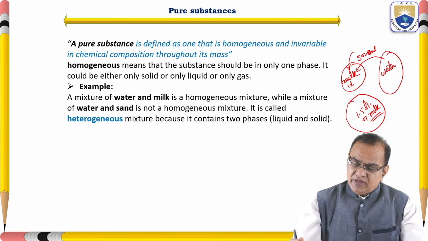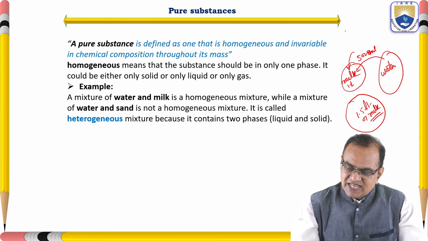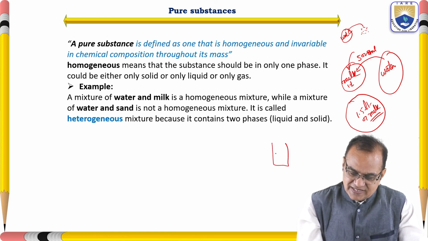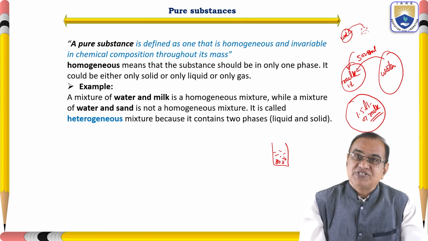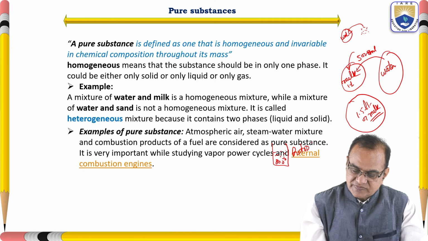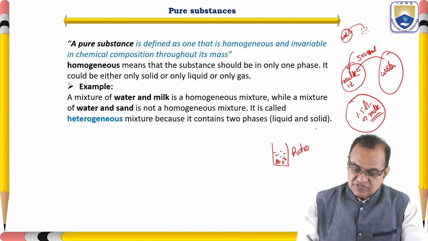And if you take the other case, one is here water and here are some sand particles. If you put these sand particles in, it will look like this. Water is here and sand particles are visible here. So they are not homogeneous. They are called heterogeneous.